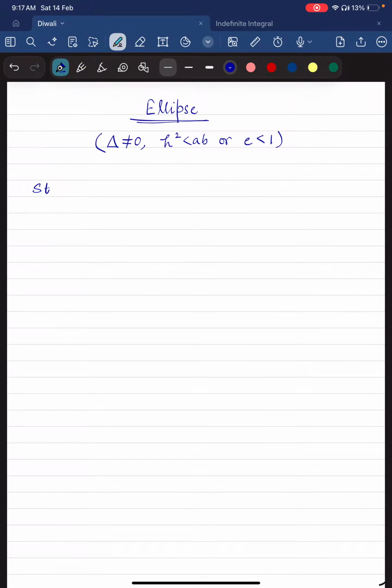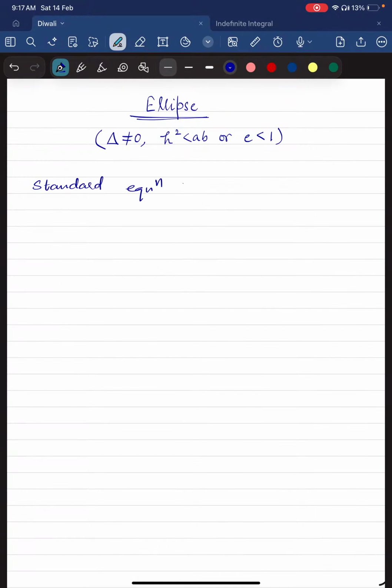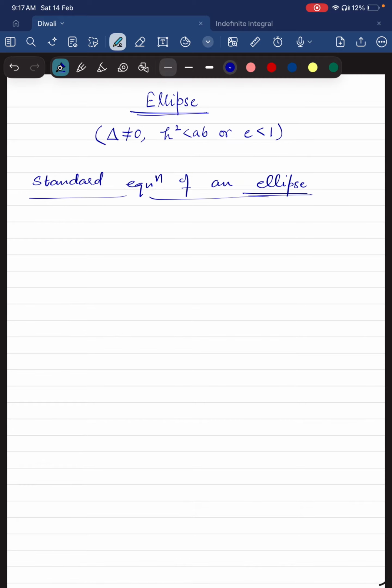First of all, we'll be proving the standard equation of an ellipse. For this, we'll be using one of its properties, which states that an ellipse can be defined as the locus of a point moving such that the sum of its distances from two fixed points always remains constant.